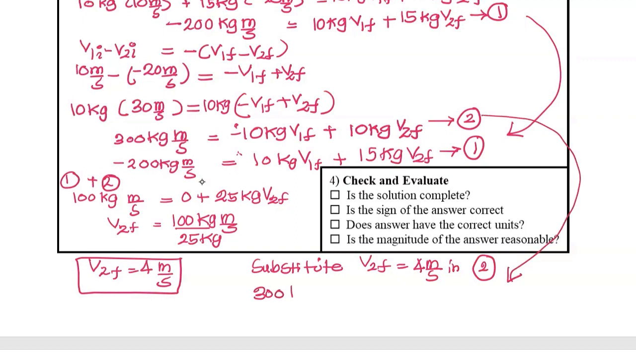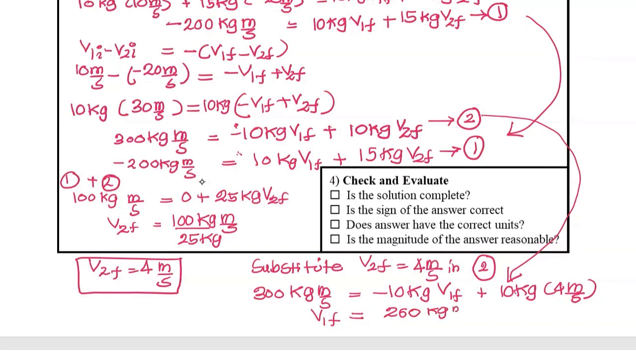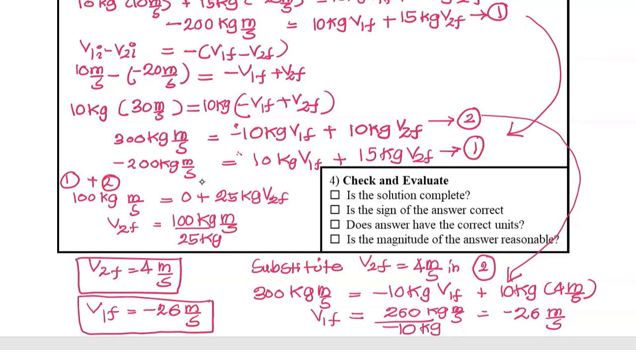Once I do that, that would be 300 kilogram meters per second equals negative 10 kilograms V1 final plus 10 kilograms times 4 meters per second. You have to rearrange the equation and separate V1 final. You will get 260 kilogram meters per second. Divide that by negative 10 kilograms, and that would be equal to negative 26 meters per second. So as we expected, one of the two velocities is negative. So it's negative 26 meters per second.